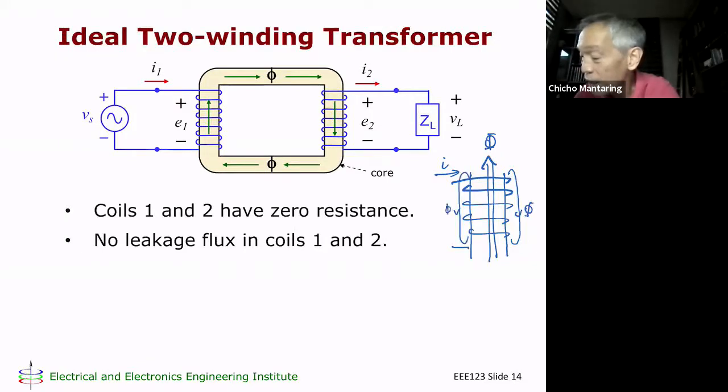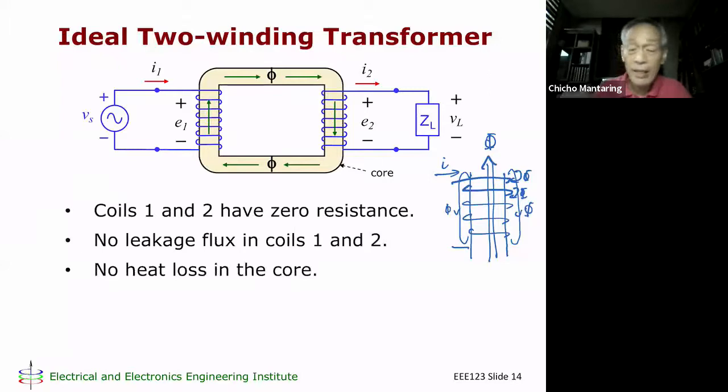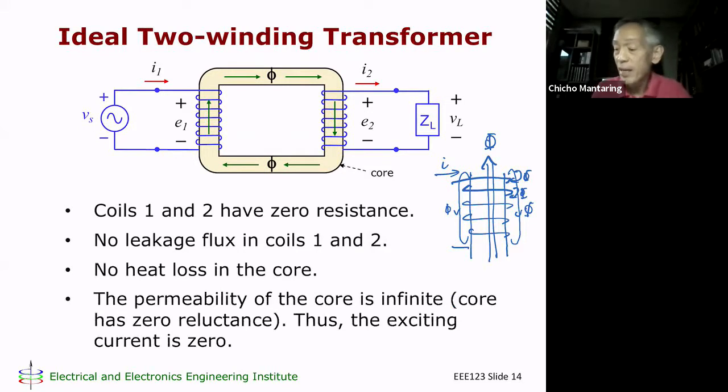And in fact, meron ka ring flux dito sa mga maliliit na to. No? May mga flux ka dyan sa maliliit na yan. That's what we call the leakage flux. But if it is an ideal transformer, we neglect this flux. We consider practically all the flux to be just flowing in the core. And then the other assumption is that there is no heat loss in the core. Okay. And that the permeability of the core is infinite.